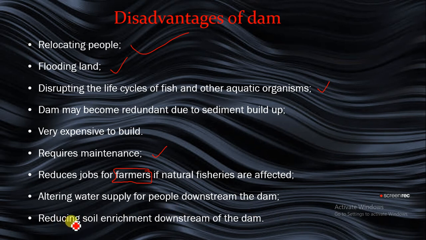It also reduces soil enrichment within the downstream because there will be low deposition of alluvial soil, which is very rich and good for agricultural activity. So if the water flowing to the downstream is less, then obviously the deposition within the floodplains will also decrease.